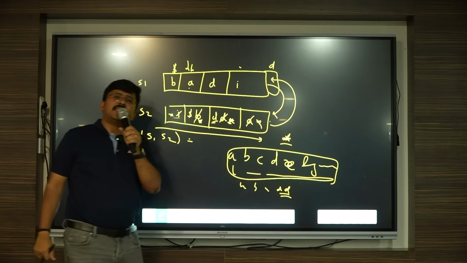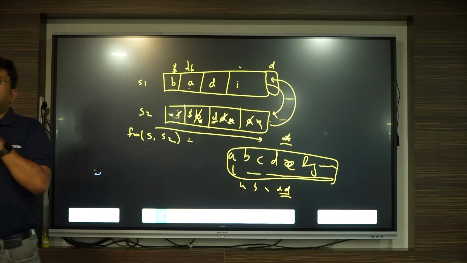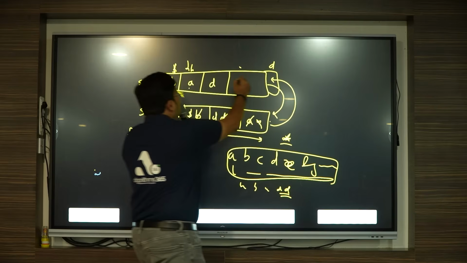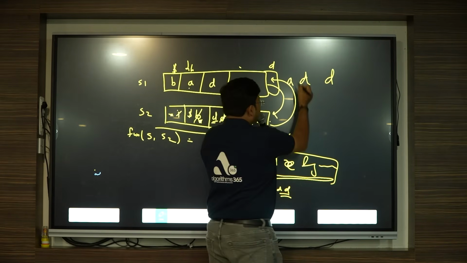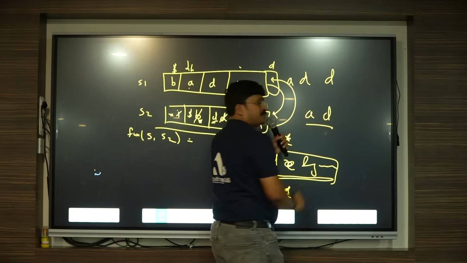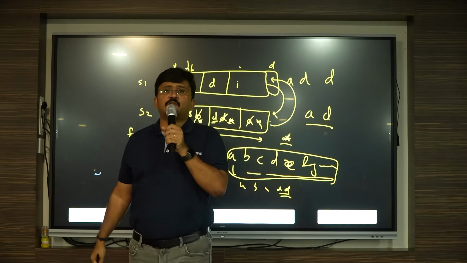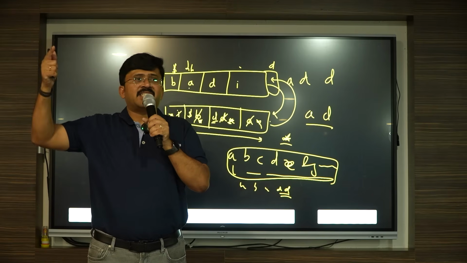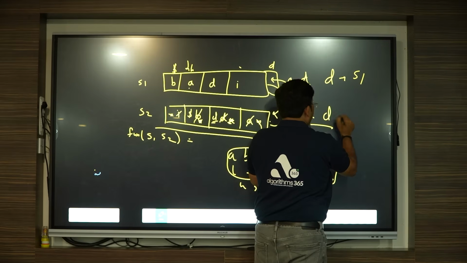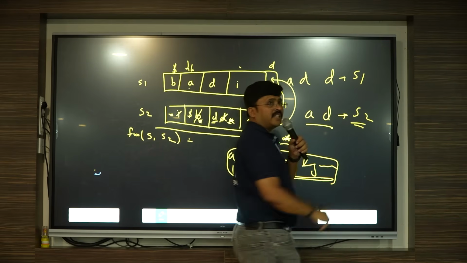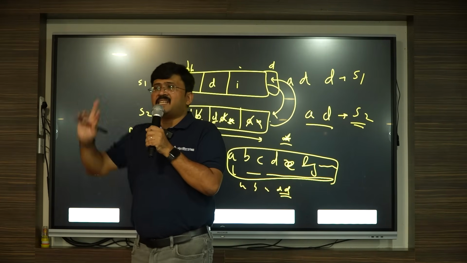Why am I replacing that character by star? Because if there are 2 D's in the original string, like say it is ADD, and in the other string it is A and D, then I should not be confused. If there are 2 D's in S1, then in S2 also there has to be 2 D's, correct? That is the reason we are scratching it.